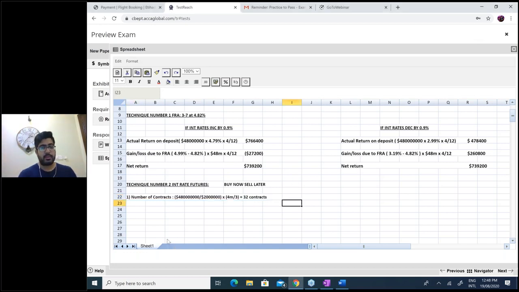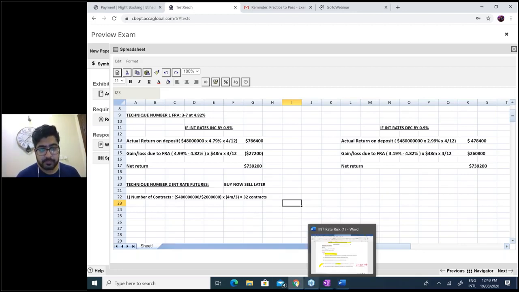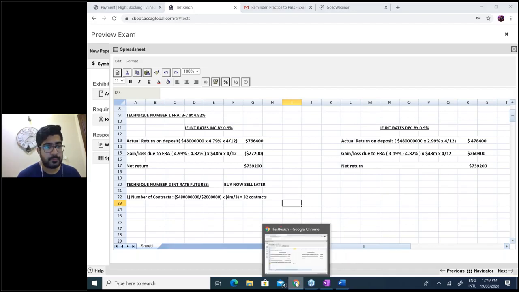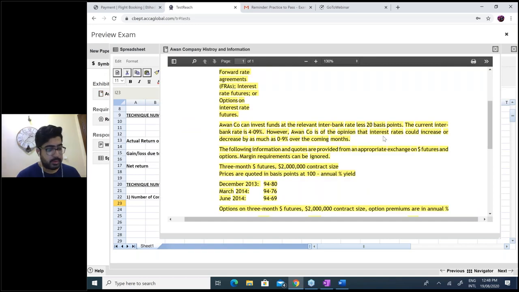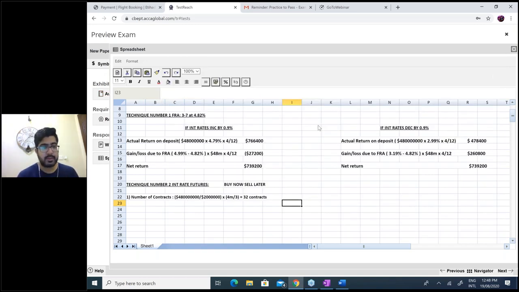It's borrowed deposit amount 48 million over contract size that was given in the question, 2 million, into time period of borrowing, that was 4 months over 3, 32 contracts. Okay, I will explain each and every step in detail. So step number one is done. Any problem with step 1, please ask. Step 2 is find basis risk.